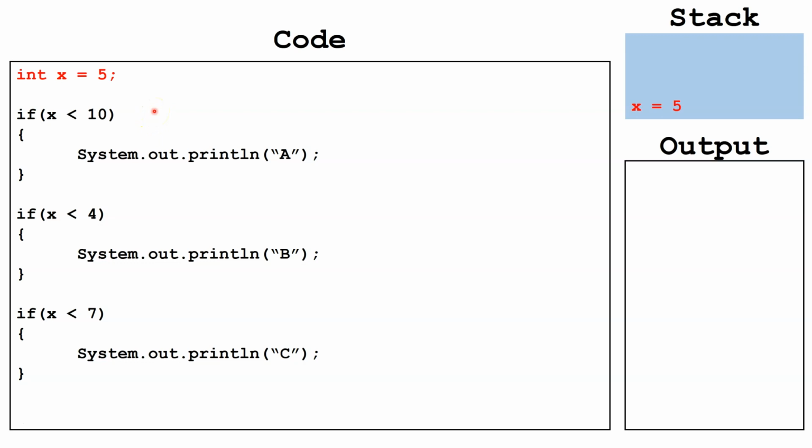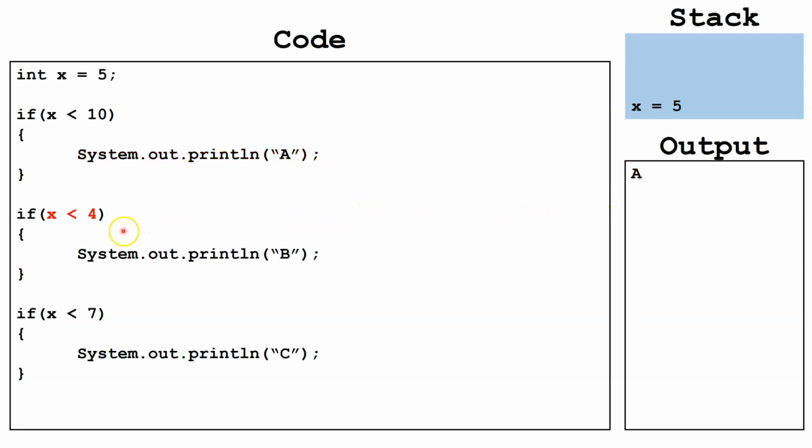We start off by declaring x and setting it equal to 5. Next, we evaluate the Boolean expression in the first if statement. x is less than 10, whereas x equals 5, this is a true statement. So we execute the block of code attached to the if and output the letter A.